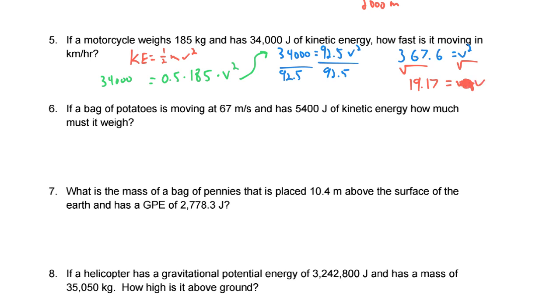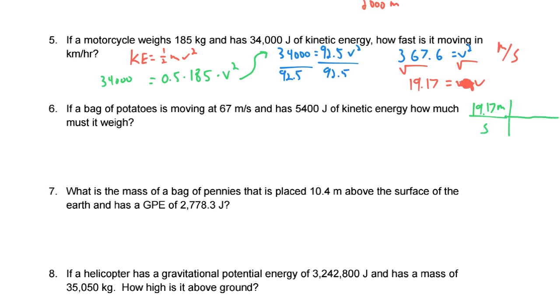But here's where units are very important. You need to know that this velocity is in meters per second because that's the unit that our kinetic energy formula requires velocity to be in. But we wanted kilometers per hour. So now we've got to do a bit of a unit conversion here. So start with 19.17 meters over seconds for the per second.